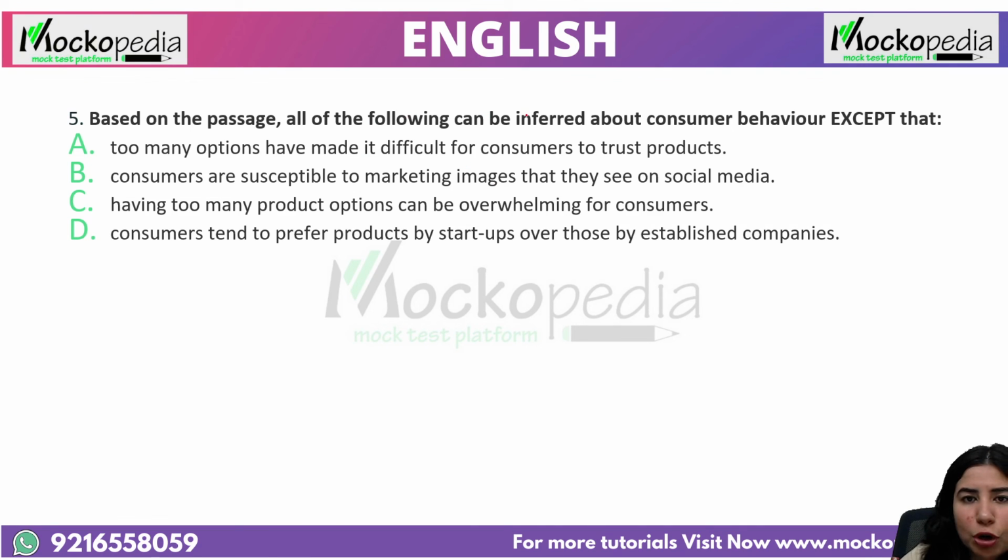Based on the passage, all of the following can be inferred except, मतलब कि आप infer नहीं कर सकते. So let's see. Too many options have made it difficult. Yes. Consumers are susceptible to marketing images that they see on social media. Definitely. Having too many products can be overwhelming. Yes. Consumer tends to prefer products by startups over those established companies. ऐसा हम नहीं बोल सकते. So D is going to be the answer.